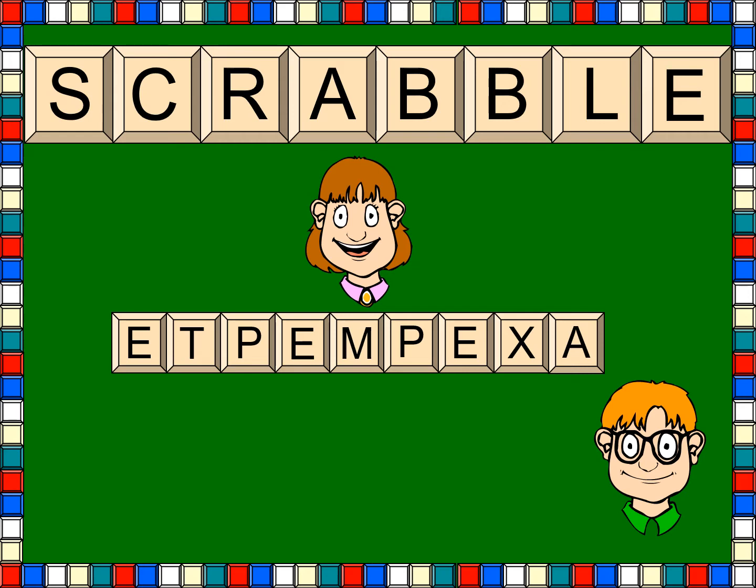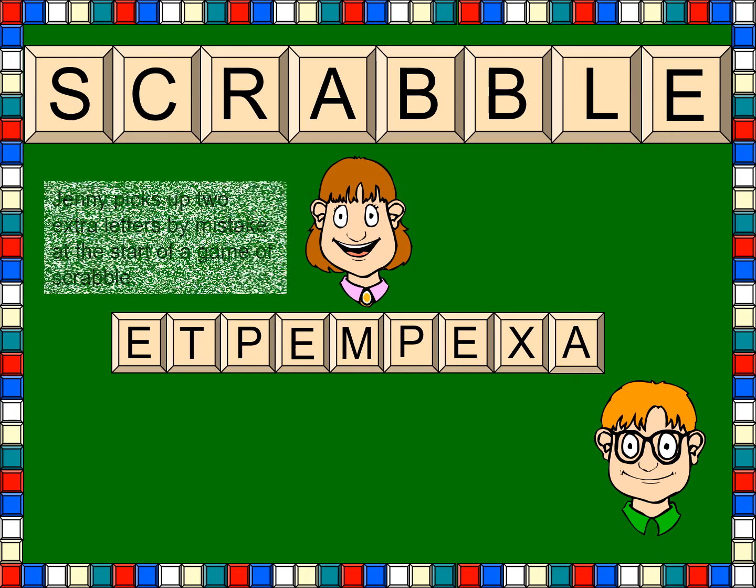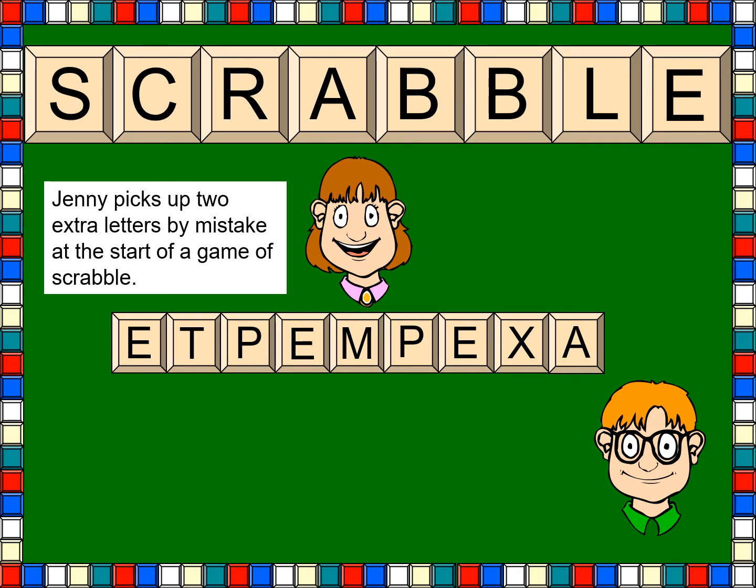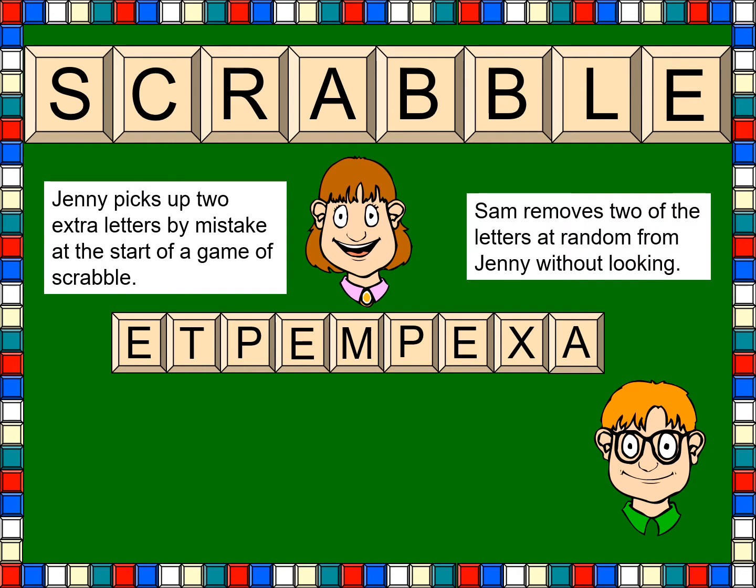Let's have a look at a different scenario, maybe a game of Scrabble. Jenny picks up 2 extra letters by mistake, so she's got too many letters in her set at the start of a game of Scrabble. Sam removes 2 of the letters at random from Jenny without looking.